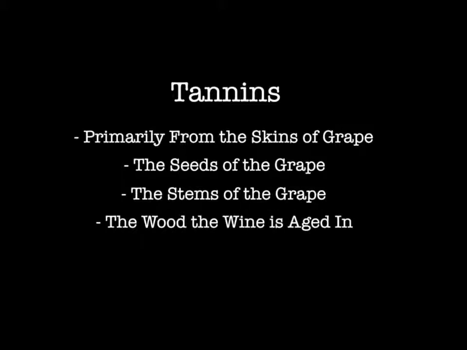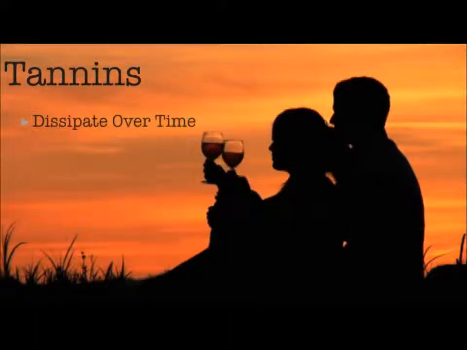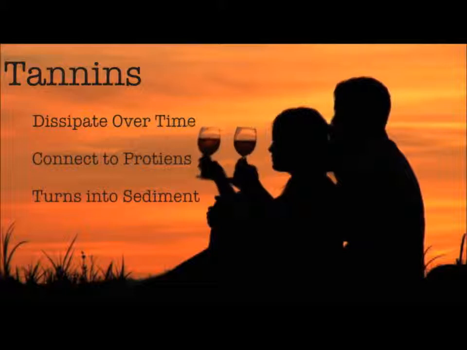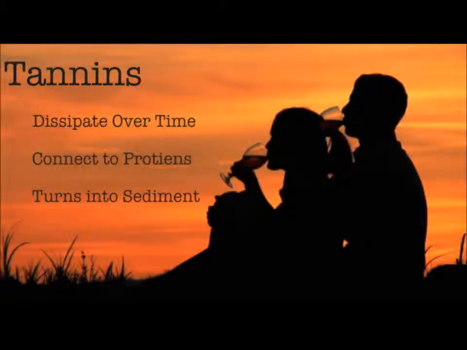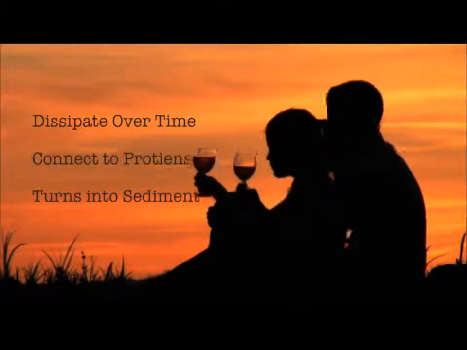White wines usually have no tannin whatsoever. It's the red wines that are featuring tannins in most cases. Tannins do dissipate in time. So let's say a bottle of wine has been sitting for 15 to 20 years. What happens is tannins connect to proteins and they fall to the bottom of the bottle because they're heavy, and that's what we know as sediment. So the more aged the wine, the less tannic structure it has.